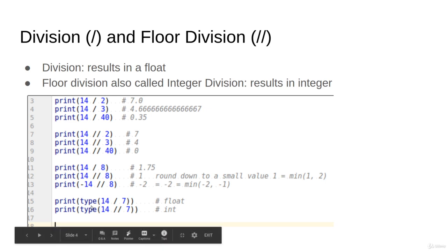Remember also the type function. We can say type of 14 divided by 7. This would be float. But the type of 14 integer division by 7 is just integer.